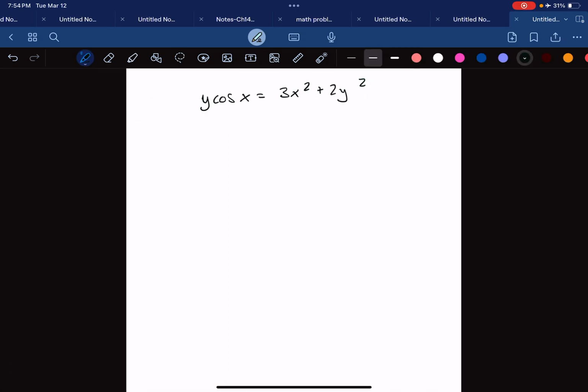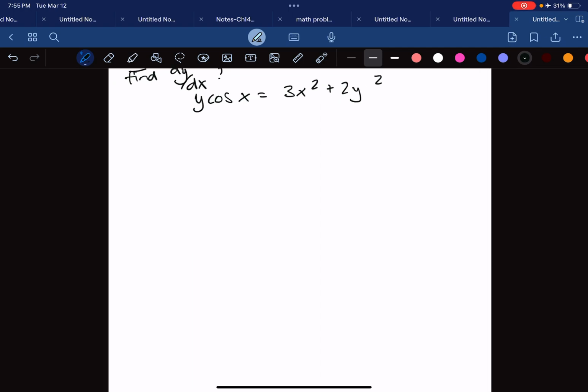And this is a better example because this is something that you're more likely to see on an exam because it's slightly more complex, but it's nothing super crazy. So we have y times cosine x is equal to 3x squared plus 2y squared. And we are asked to find dy dx.